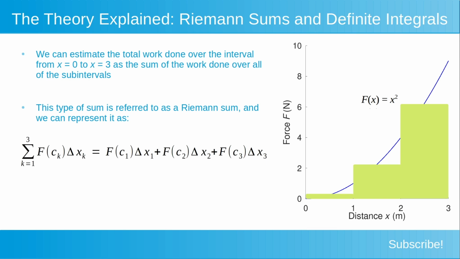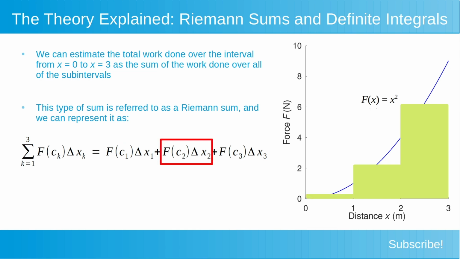It's equal to f of c1 times delta x1 plus f of c2 times delta x2 plus f of c3 times delta x3, where f of c1 times delta x1, that's equal to the force F at c1 multiplied by the distance delta x1, where that product gives a value of work equal to the area shown highlighted in red to the right of the screen.